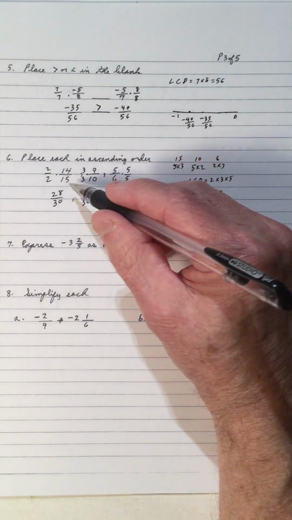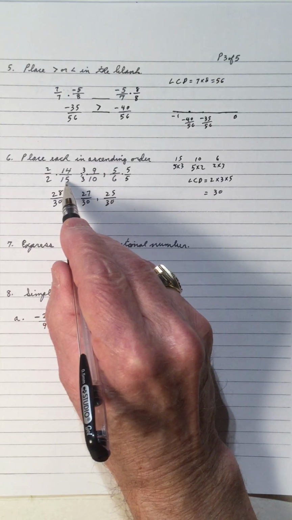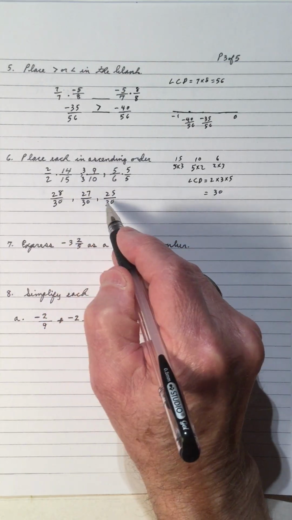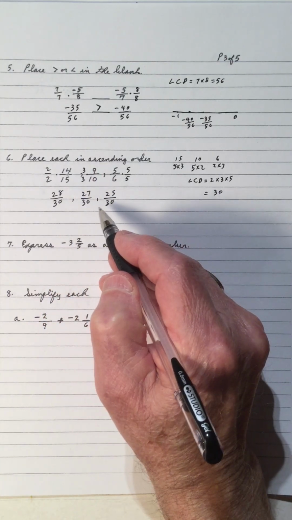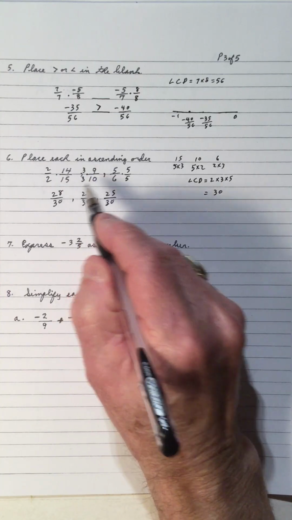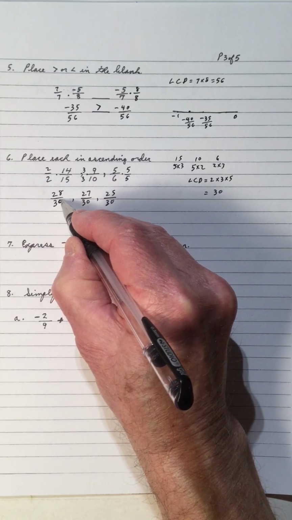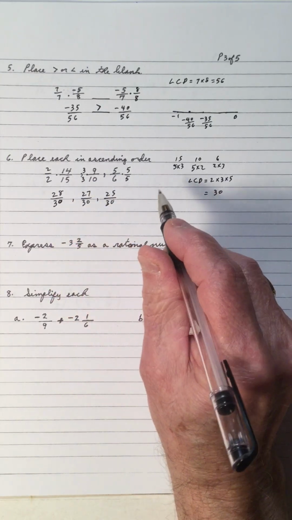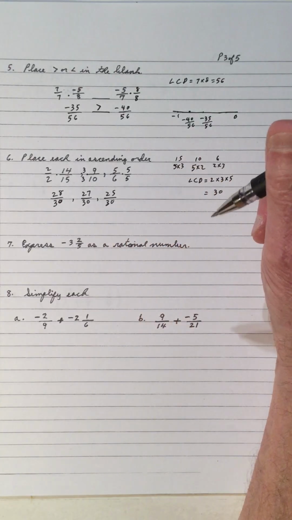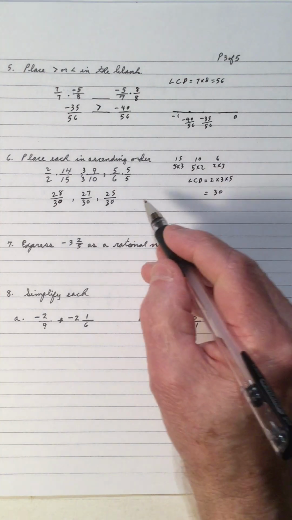Remember, the denominator is the same as the least common multiple. So the least common multiple for 15, 10, and 6 is 30, which is the same number, but this is the denominator. Denominators and multiples are the same numbers, but multiples are, like, multiples of 10 are 10, 20, 30, and so on, multiplying by 1, 2, 3.